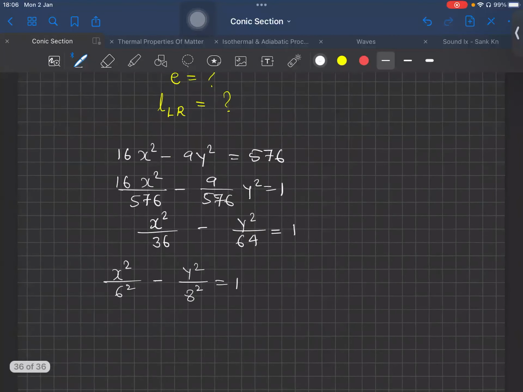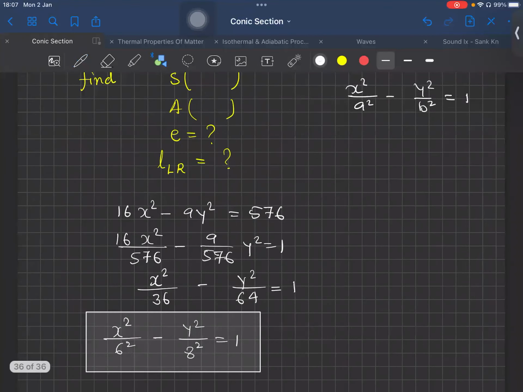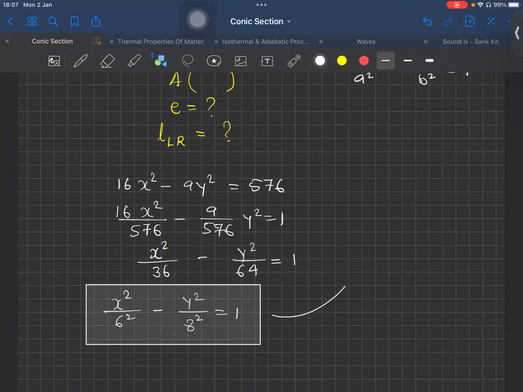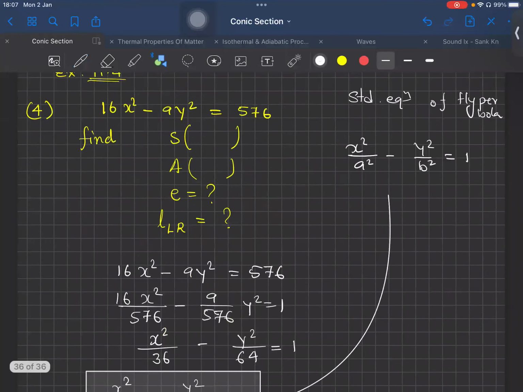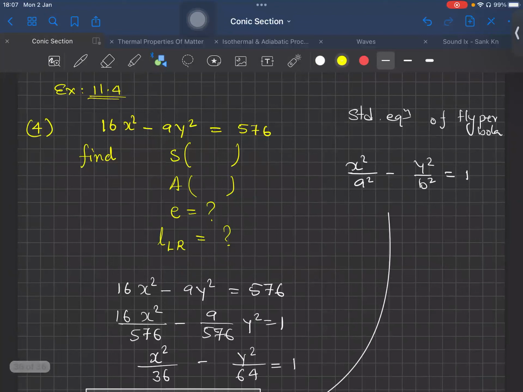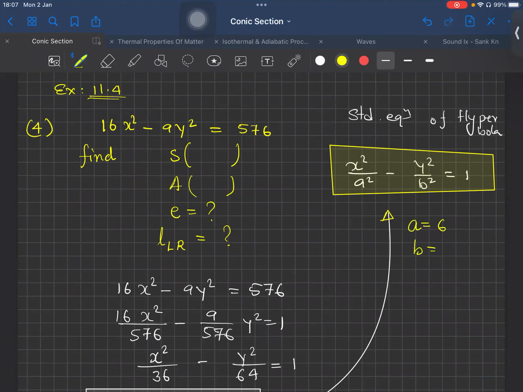We have written the given equation of the hyperbola in this form, right? This is the standard equation of a hyperbola. Sorry, why am I saying parabola? Now a is how much? 6. b is how much? 8. That means b is greater than a.